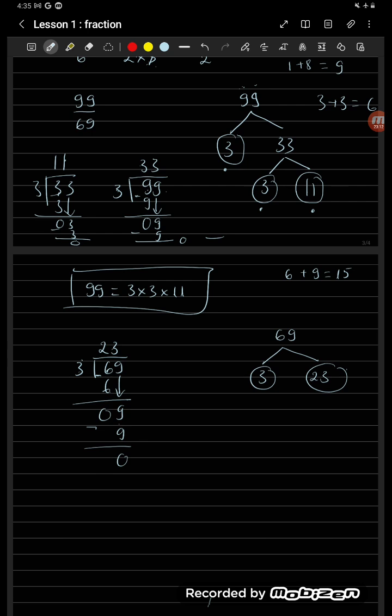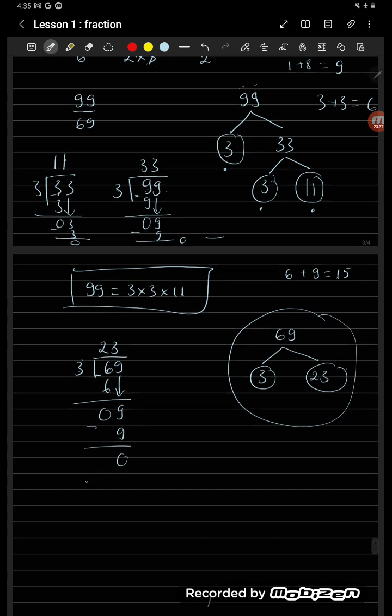Okay. Of course, 23 can divide by 23 because it's a prime number, right? So 23 cannot divide by any number from 2 to 22. So it must be a prime number, okay? Because it can only divide by 1 and itself. So 23 is the last prime number of this tree. Okay, so 69 can be written as a product of prime numbers 3 times 23.